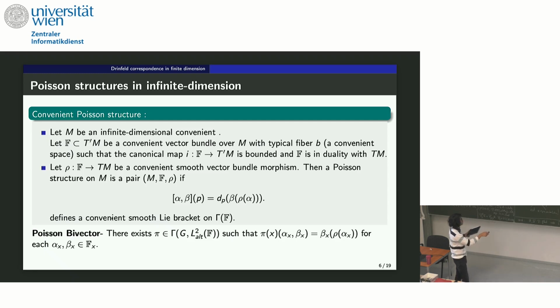Then we will say that this pair F, M, F, and rho is a Poisson structure on M. And then we can define a Poisson bivector just by pairing beta with rho alpha. By the way, why do we need this separability condition, that this Fx separates points on T*M? Because first of all, the image of this rho is inside TM. This means for any alpha in the sections of this vector bundle, this rho alpha will define a Hamiltonian vector field, and we need this separability condition to show that the Hamiltonian vector field is unique.